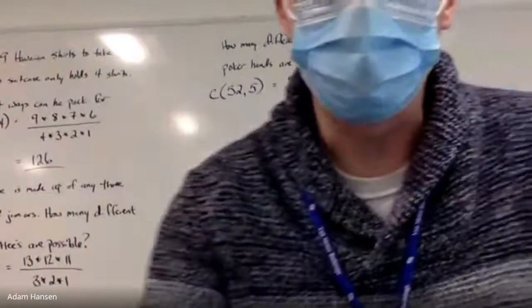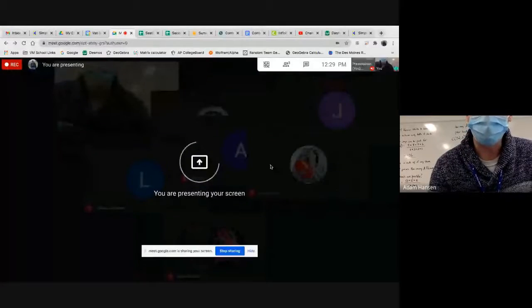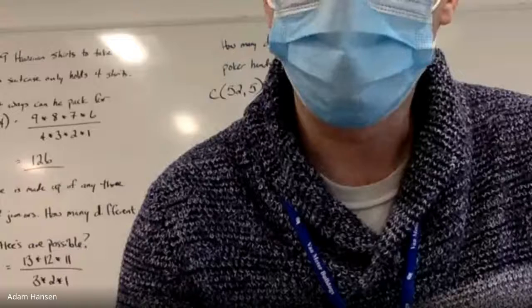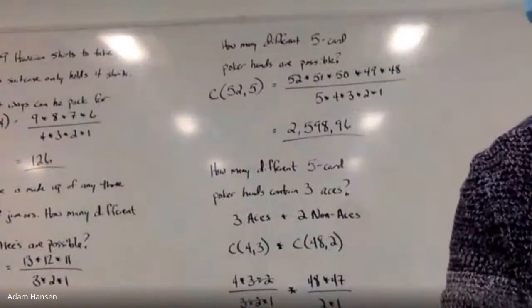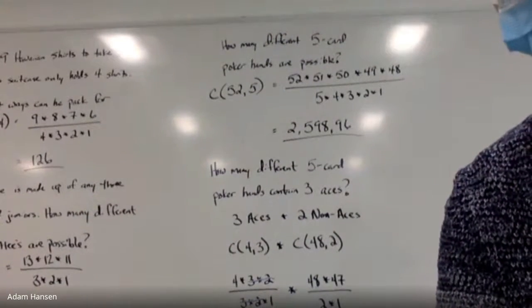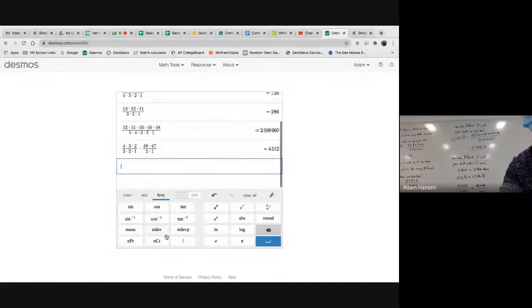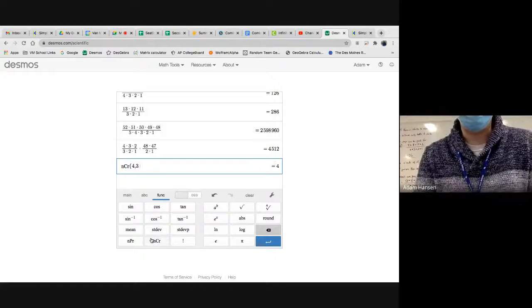A lot of different calculators can calculate combinations for you using some of their different features. So on Desmos, if I go to the functions menu, there is an nCr option down below. So I can type in nCr, and as long as I tell it what the two numbers are, how many things are in the set, and how many I am choosing, it'll do it for me. So 4, 3.